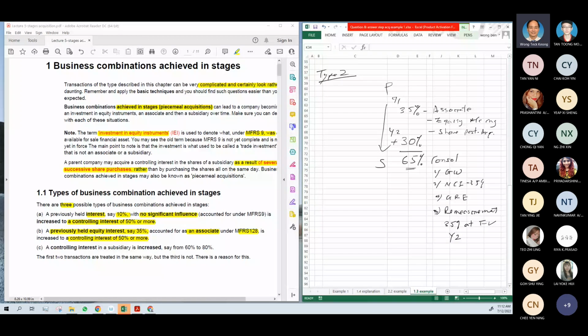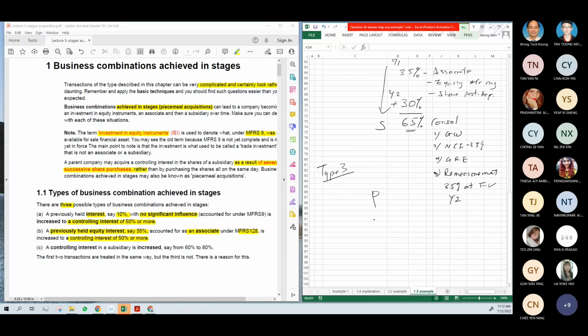So the third one, type C or type 3, is a controlling interest in a subsidiary increasing from 60 to 80. So this is what will happen. Let me just give a name called type 3. So P and S. Initially they will have 55%. So already a subsidiary, you compute goodwill, NCI and so on, but you add in another 20%. Now you have 75%. So this we call retain control.